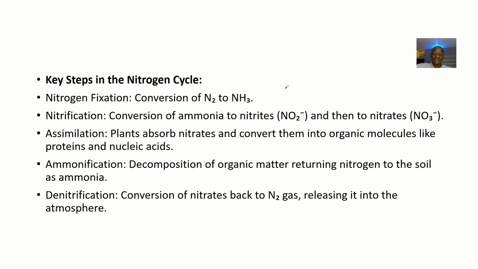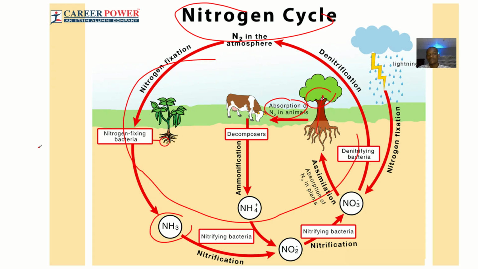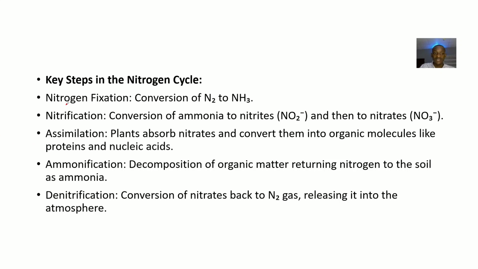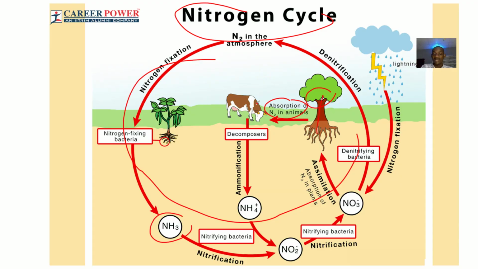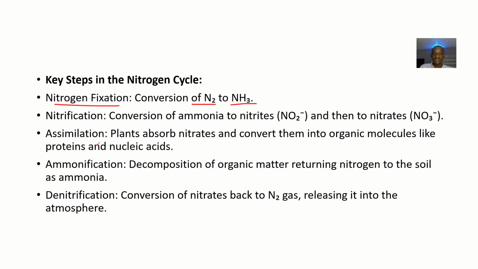So what are the key steps? I told you guys that I will give a small hint on the nitrogen cycle so that you're able to convince the person. So talking about the steps now from the mnemonic we developed, NNAAD: the first N is nitrogen fixation. This N2 from the atmosphere is brought to the soil and is converted into what? NH3.